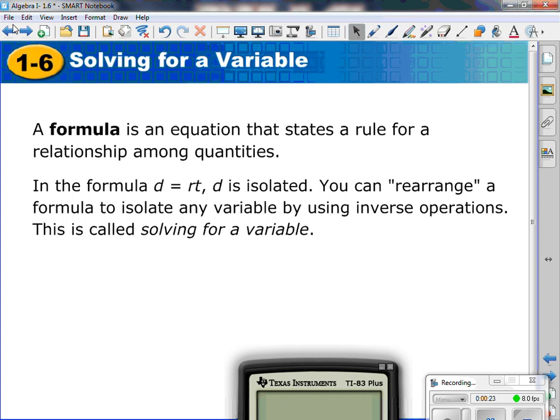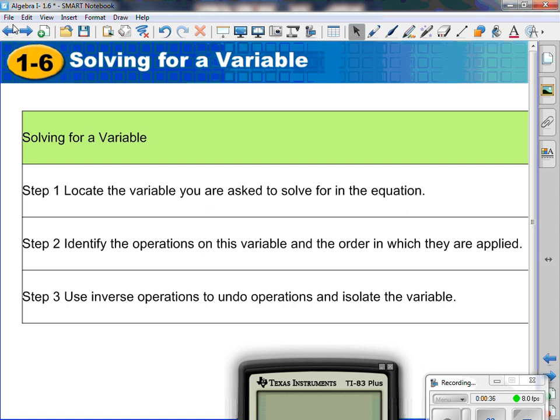For example, I have D equals RT. The D is isolated. We can always rearrange a formula to isolate any variable using inverse operations. This is solving for a variable. When solving for a variable, step 1, we need to locate the variable you're asked for in an equation. Step 2, identify the operations and variables in the order in which they are applied. And the final step, use inverse operations to undo operations and isolate the variable.